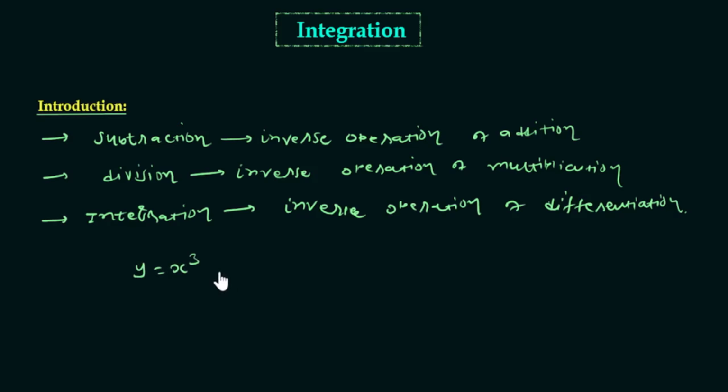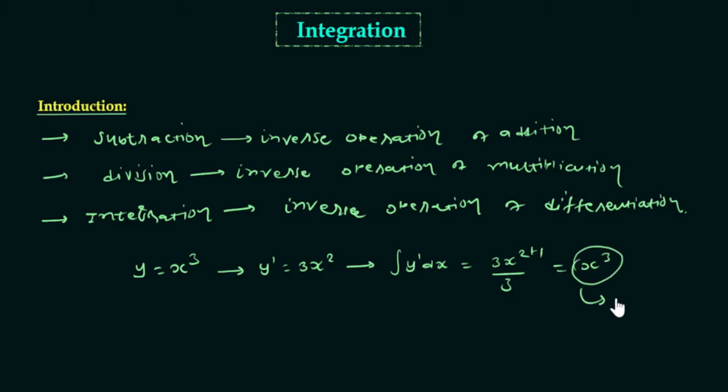So differentiation of y equals x cube will be y dash. This will be 3x squared. Okay. Now I want this function back. So now I have to integrate y dash with dx. So for getting this function, I have to divide 3x squared by 3 and add 1 to the power, plus 1, in the integration process. Okay. So I'll get our old function back. So basically this is our y.